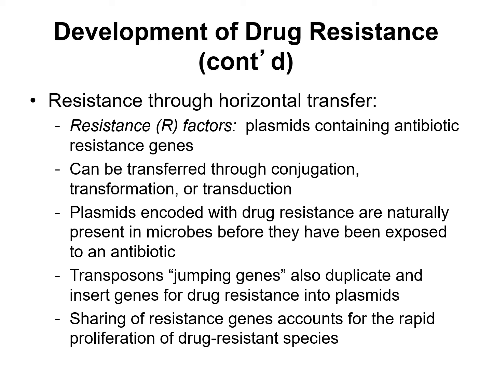If you remember those three, conjugation is direct, while transformation and transduction are indirect. Plasmids encoded with drug resistance are naturally present in microbes before they've been exposed to an antibiotic. Transposons, those jumping genes, also duplicate and insert genes for drug resistance into plasmids. So sharing of resistance genes accounts for the rapid proliferation of drug resistant species.